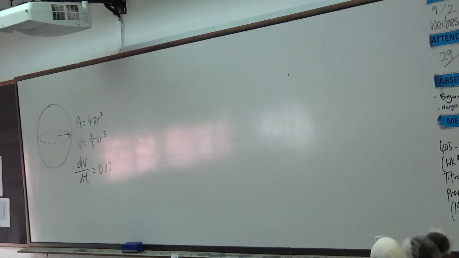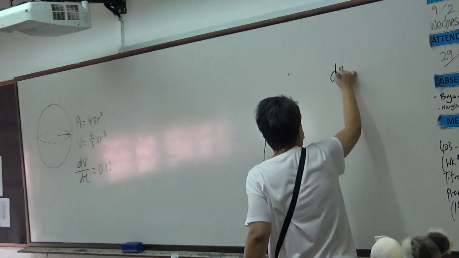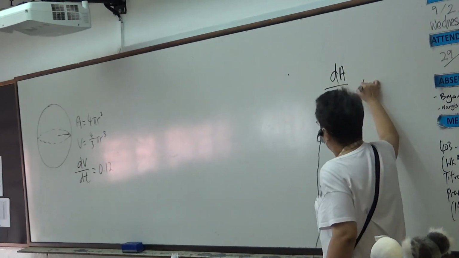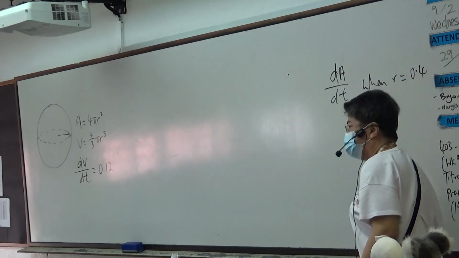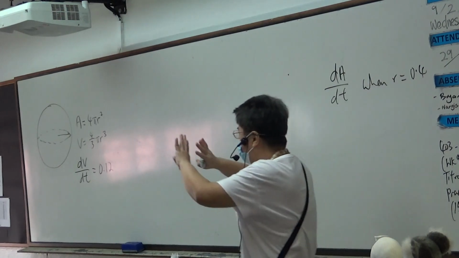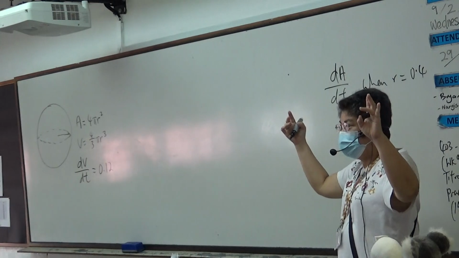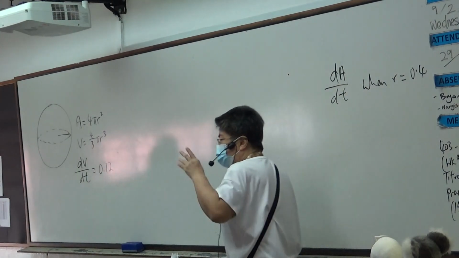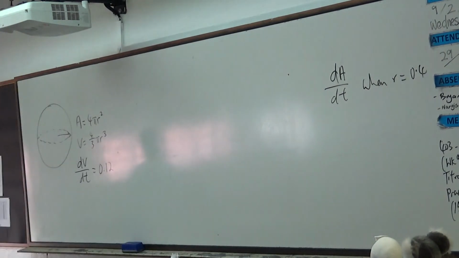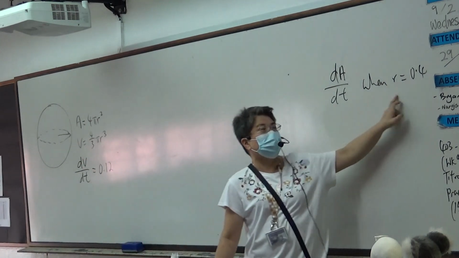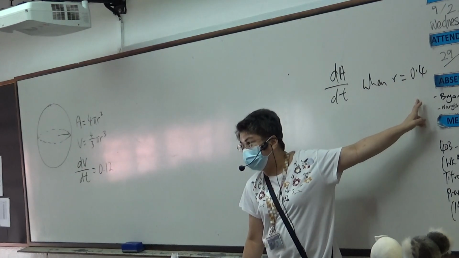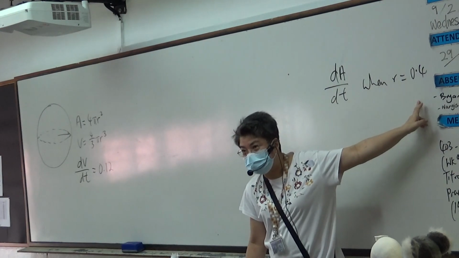Then they say, what is the rate of change of the surface area when the radius of the balloon is 0.4 meters? That means I want to find dA/dt when r is 0.4. Now, can you see that I have one whole lot of things that I am unsure of? My final aim is to find dA/dt when r is 0.4. You understand what I'm talking about here? Yes or no, class?